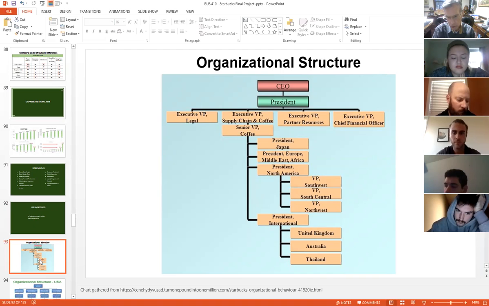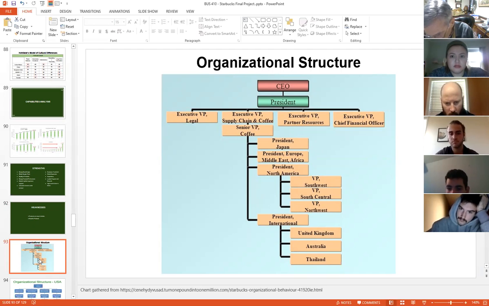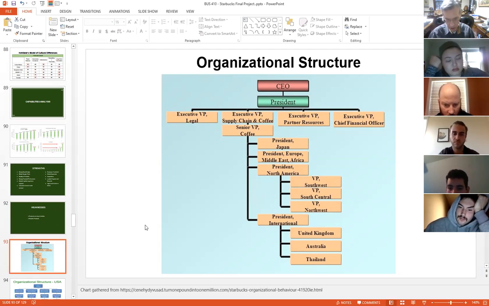Okay, I often ask people whether the organization chart is set up adequately to implement the company's strategy for growth. What do you think, Lucas? Turn on your microphone. I think it is, because they're branching out to not only North America. They've got a president for Japan, a president for Europe, and then they've got a president for international.